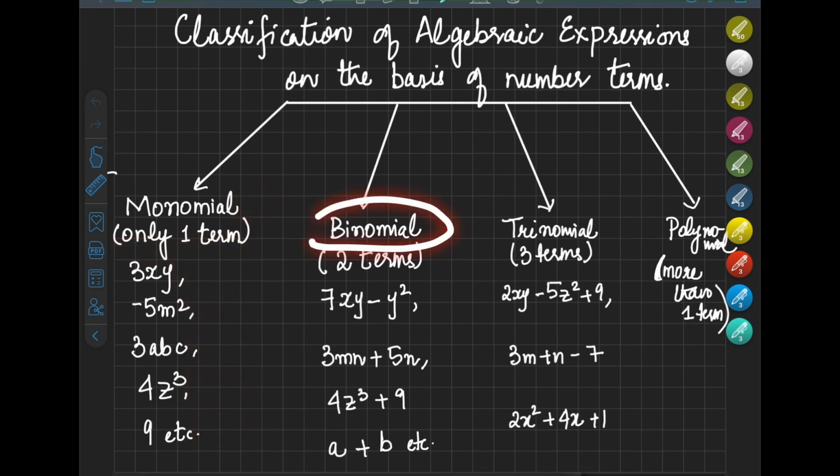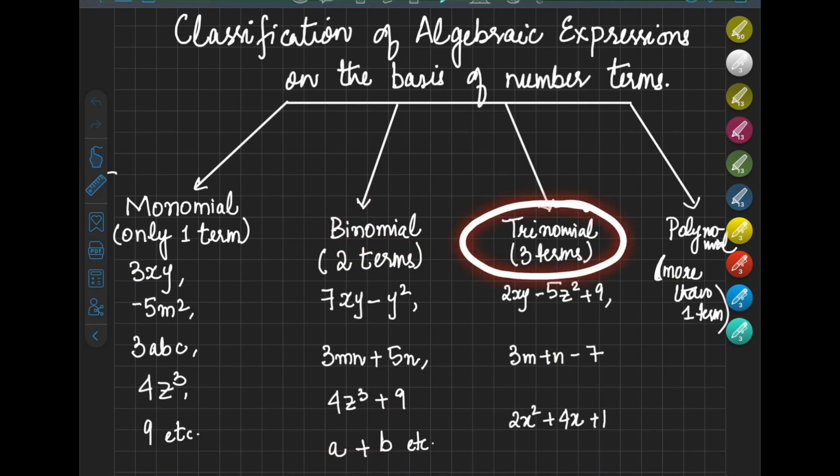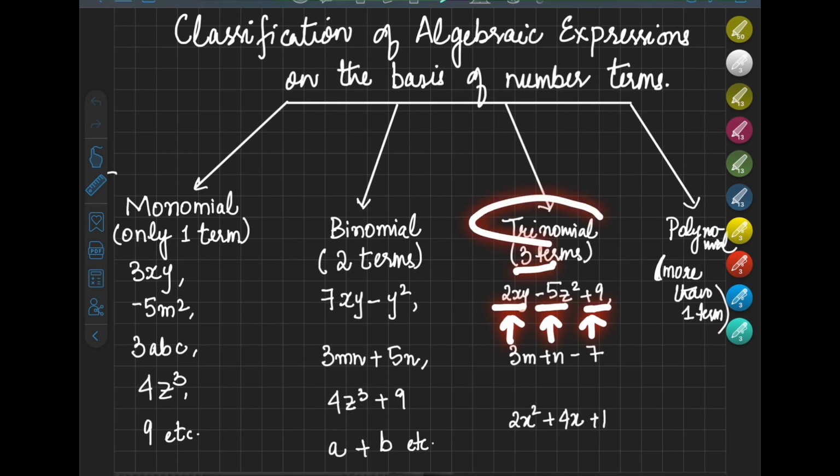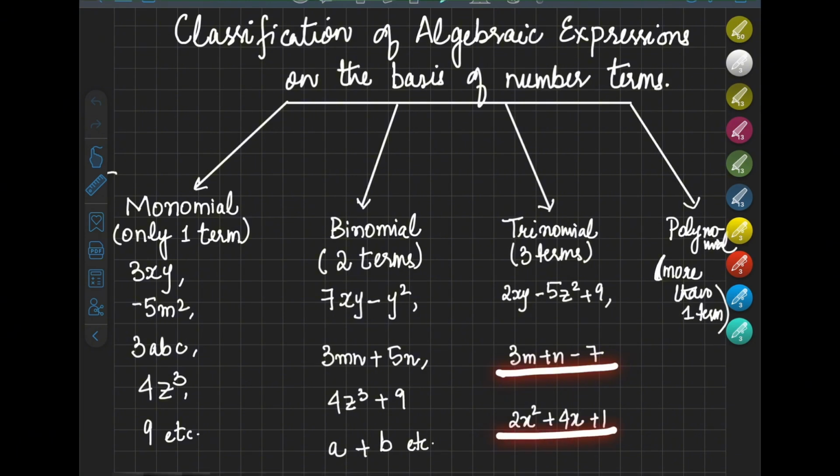Whereas a binomial has two terms, and you can see here that 7xy minus y square or 3mn plus 5n, these are also binomials because they have two terms. Then we have trinomial. A trinomial is an algebraic expression having three terms. We see that 2xy minus 5z square plus 9, there are three terms here, and because they have three terms, the expression is called a trinomial. Here also three terms and here also three terms.